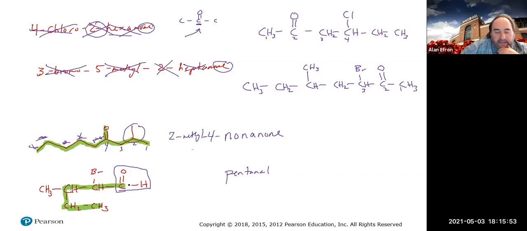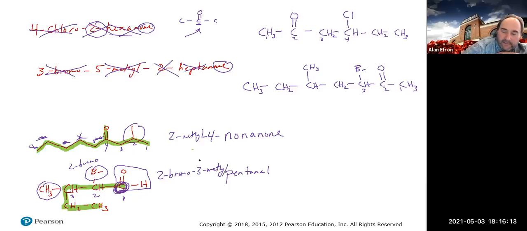This again does not need a number, but it is carbon number 1, which means that at carbon number 2, I have a bromine group. And at carbon number 3, I have a methyl group. So that's going to be 2-bromo-3-methylpentanal. Any question on those names? Naming aldehydes, naming ketones, those things.